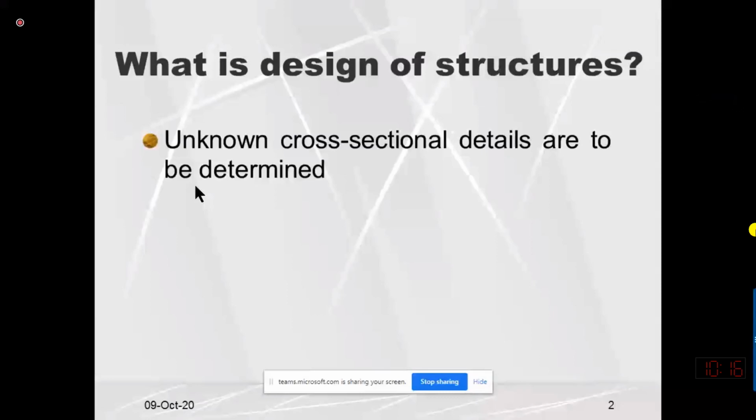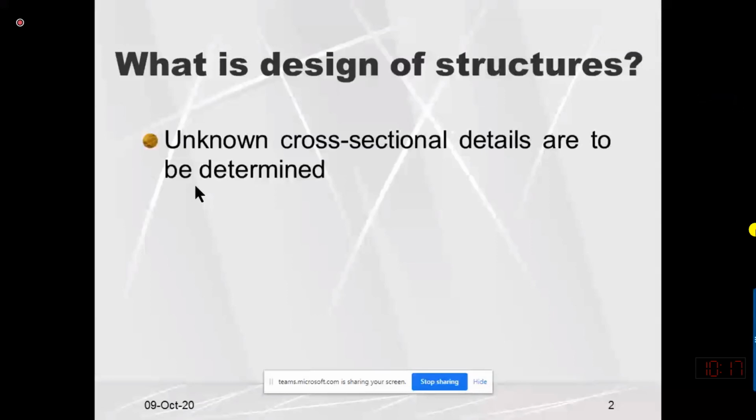So it means that if I know the function of the building, I know the live load also. I can estimate the live load by my engineering sense, or I can directly consult the code. It means that we are given the span and the loads also. The third information we are given is the material, what type of material we are going to use for the design of the structure.